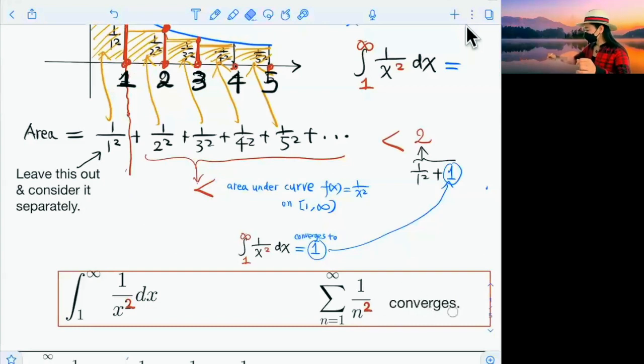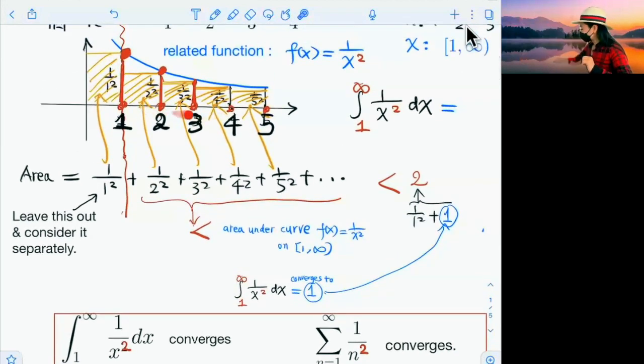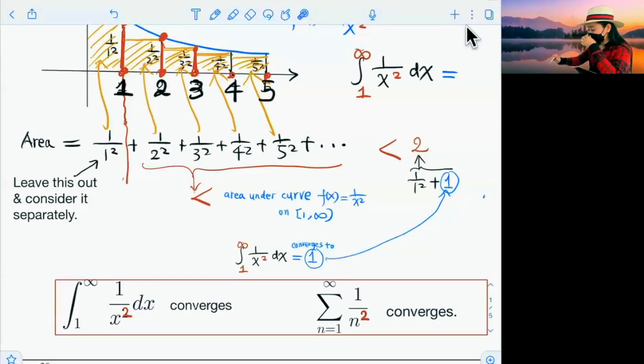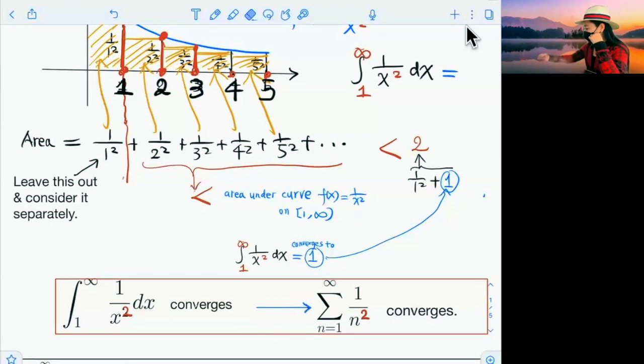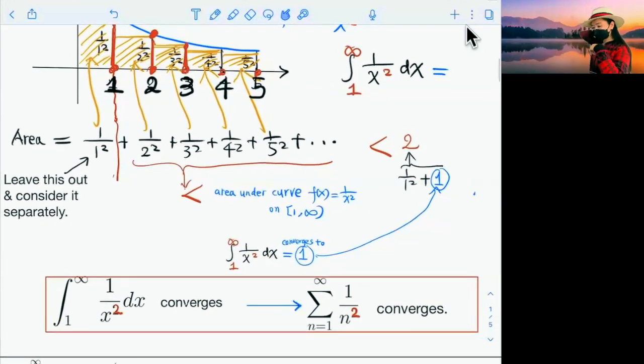And now we have this observation. What do we know about this P integral here? This P series here converges, right? Because P equal to 2 is greater than 1. And so using this method that we have just done, we can relate this series here with this integral and conclude that this series over here converges. This one here implies this one here converges, and vice versa actually.